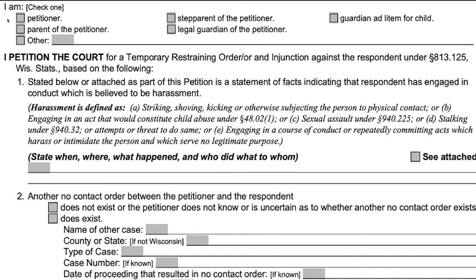Next, we go down to who you are and what you want. So the petitioner, or the person who's filling the form out for the petitioner, would select one of these options. You're the petitioner, you're their parent, step-parent, legal guardian, or even the guardian ad litem for a child. Once again, you'll see the other option, and you can always click that and then explain who you are and what your relationship is to the petitioner.